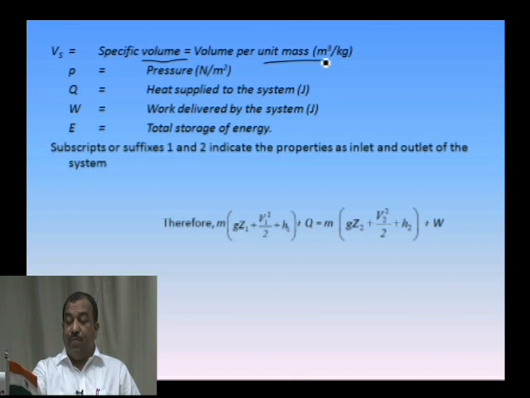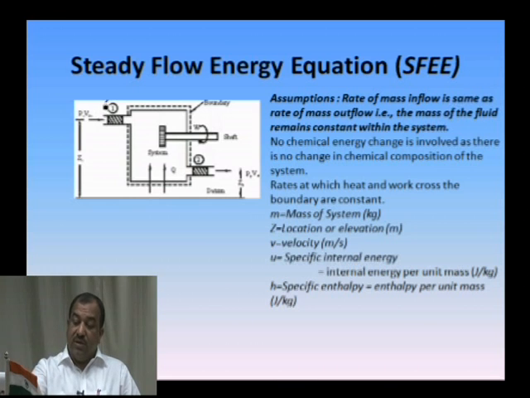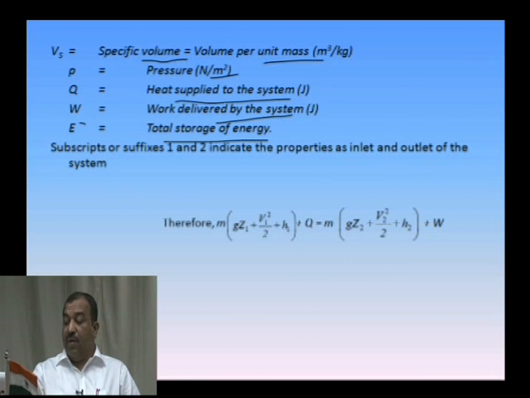P is the pressure, expressed in Newton per meter square. Q is the amount of heat supplied to the system, and W is the amount of work produced by the system or delivered by the system. Then E is the total energy, the total storage of energy. Now here, this is position 1 and this is position 2. 1 and 2 indicate the properties at the inlet and outlet of the system.